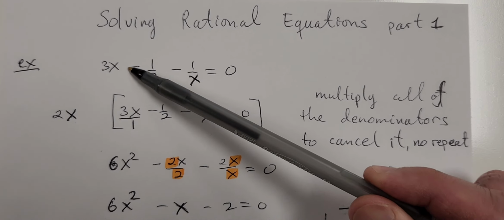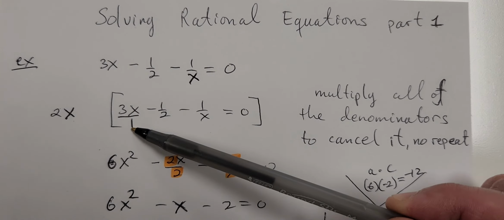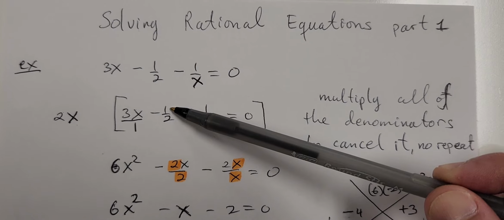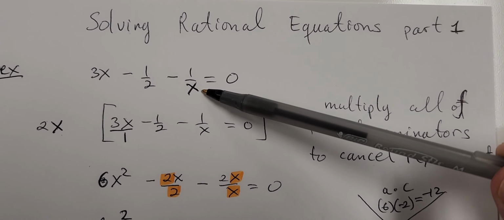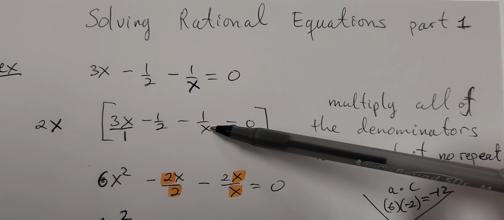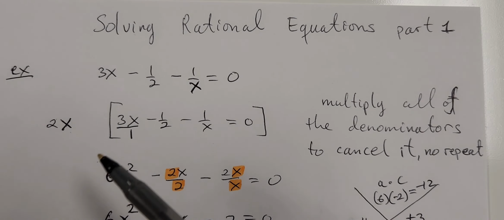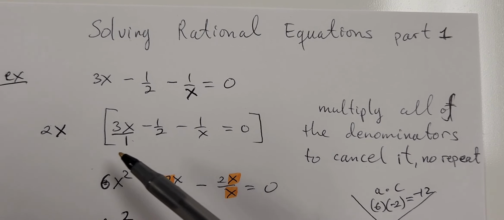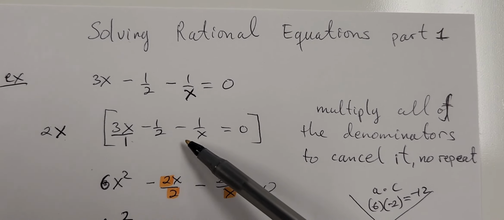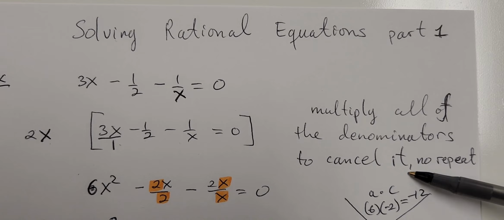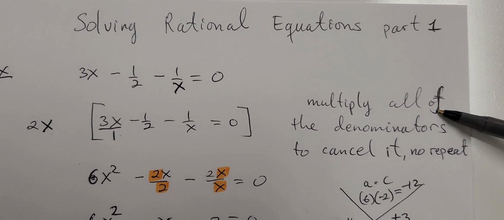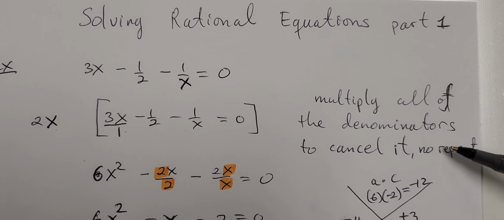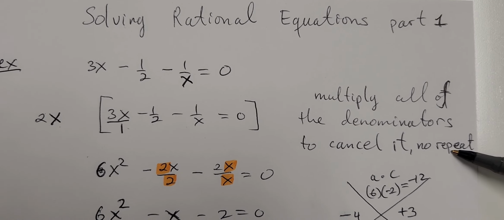So 3x can be rewritten as 3 over 1. Here, 1 over 2 is already the way it is, leave it alone. 1 over x is already the way it is, so leave it alone. Next, find all of the denominators and multiply them to get rid of the denominators. But make sure there are no repeating denominators.